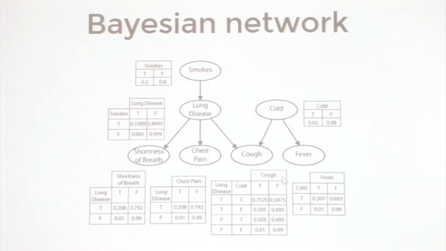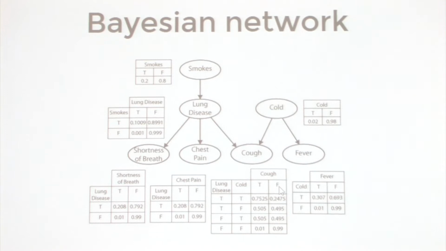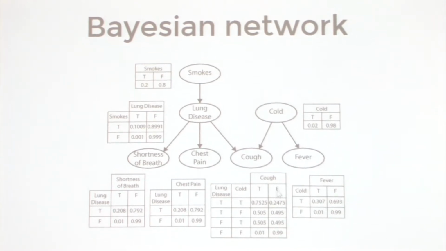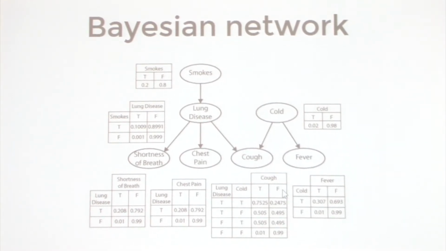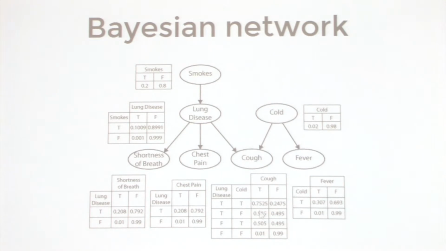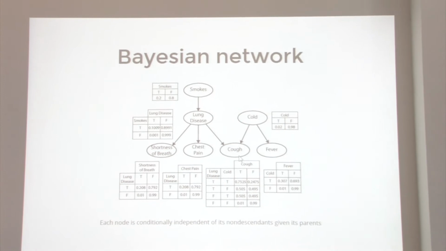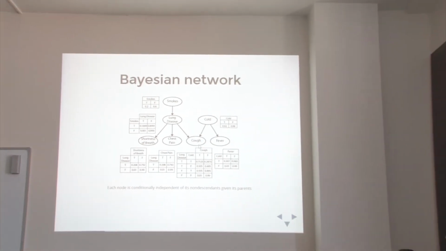Let's take cough, for example. The patient either can have a cough or cannot have a cough. And you have the probability distribution of having a cough given its parents. So for each combination of its parents' states, you have the probability of this variable. Now, what do these tables mean, or what do Bayesian networks really do?